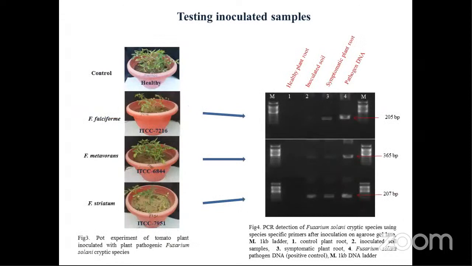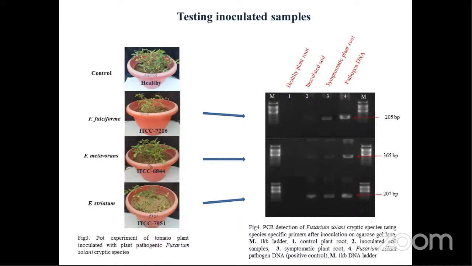Now the markers are tested against the inoculated samples. In this test, we used healthy plant growth as a negative control, and then inoculated soil samples, symptomatic plant growths, and pathogen DNA as a positive control. All the three markers specifically amplify in the inoculated soil samples, symptomatic plant growths, and pathogenic DNA.